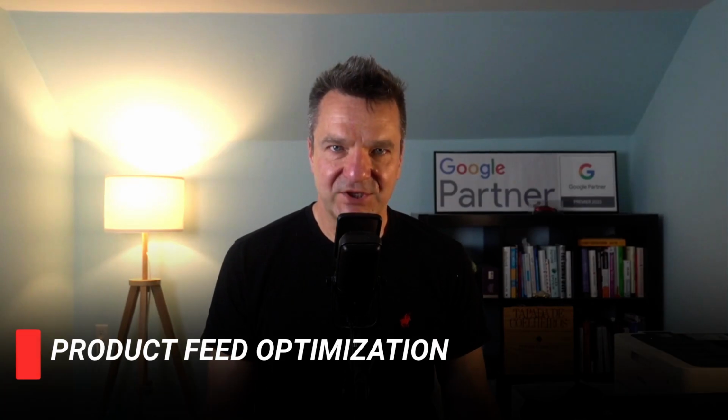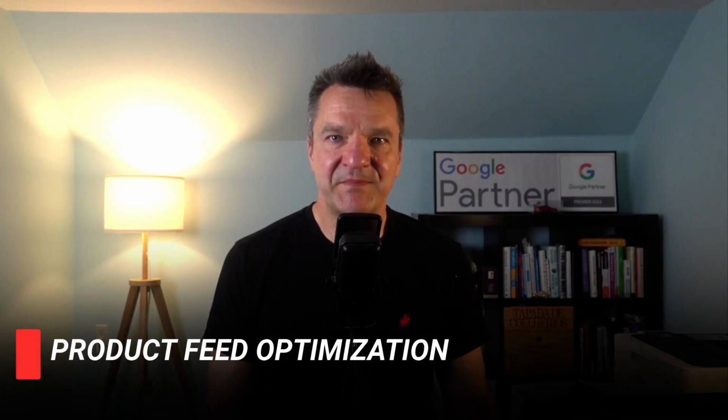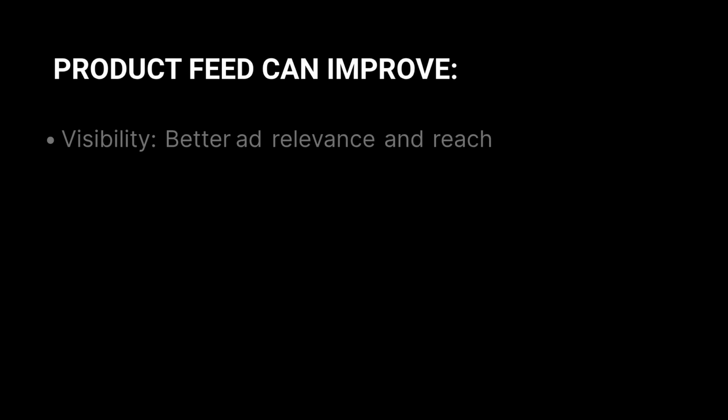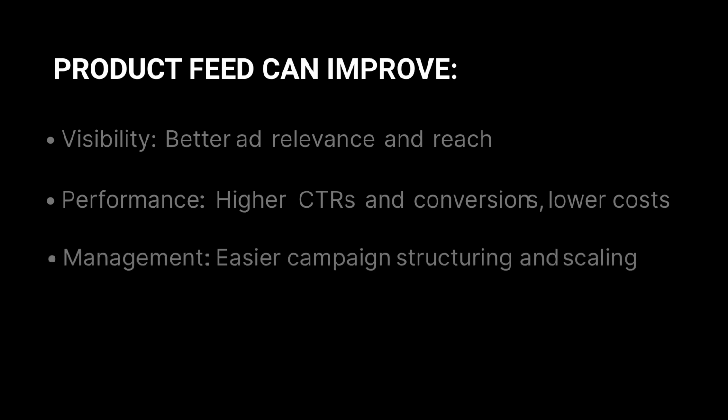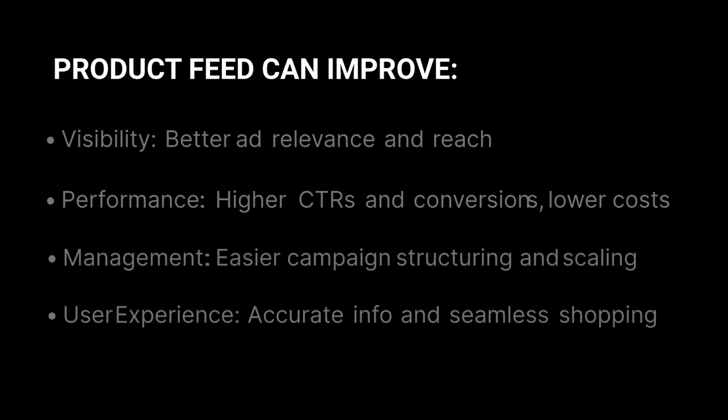Product feed optimization can significantly impact campaign performance by improving visibility, better relevance and reach, performance, higher click-through rates and lower costs, management, easier campaign scaling, and user experience, clear product information. Above all, focus on optimizing titles, descriptions, images, product types, pricing, and custom labels. A well-optimized feed improves ROI. See more details in my product feed optimization video.